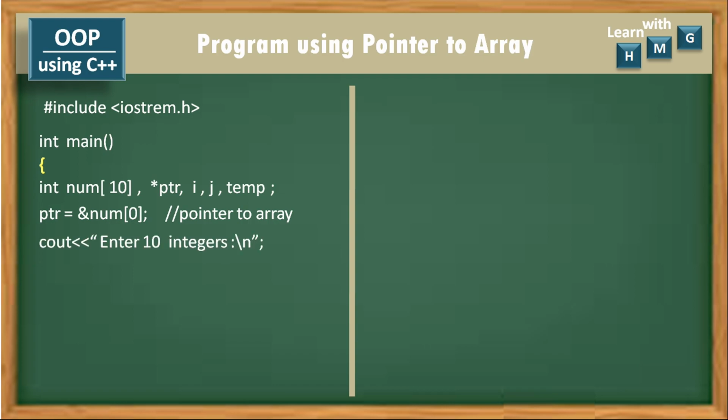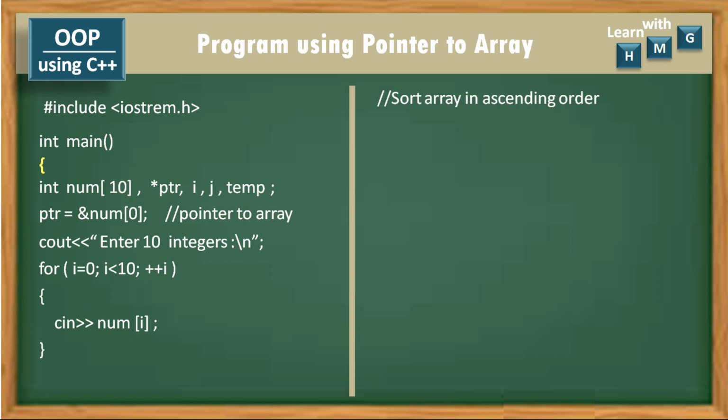Let us go for the input operation. Accept 10 integers in an array using the for loop and cin >> num[i]. So i will vary from 0 to 9, and like this 10 integers will be entered by the user and stored in this num array. Now let us go for sorting the array in ascending order. For that I will require nested loops like this.